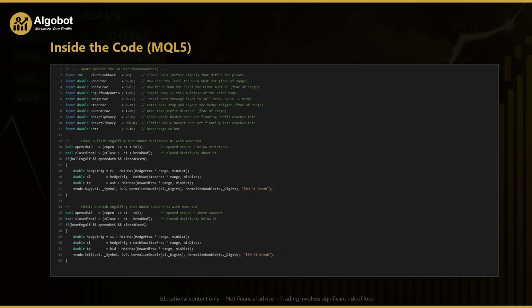The short block is the exact mirror. The conditions openedAtS and closedPastS confirm the candle opened at or above support and closed decisively below it. With the bearish engulfing flag set, the code builds the hedge trigger above S1, places the stop beyond it, sets the take profit 1 reward fraction below the bid, and calls trade.sell. Notice how clean and symmetrical the two sides are, which is exactly what you want in a rule-based study.